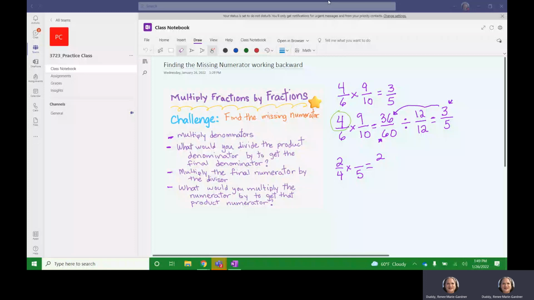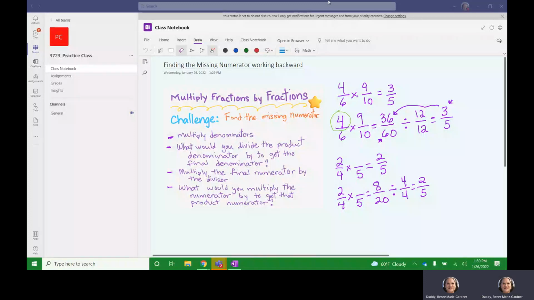Here we go. What do I divide my product denominator, which is 20, by in order to get the final denominator, which is 5? If you said 4, you are correct. So 4 is going to be my divisor. Whatever I do to the top number, I must do to the bottom number. So I have something divided by 4 equals 2. So what would I multiply the final numerator by? Well, if I multiply the final numerator by the divisor, I get 8.